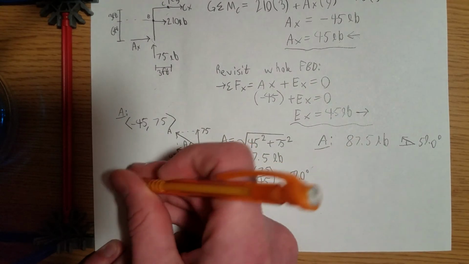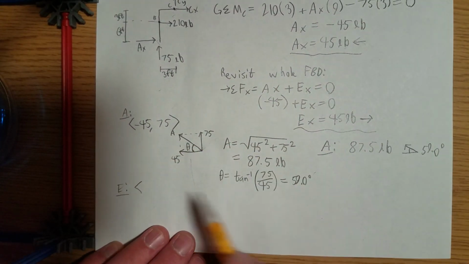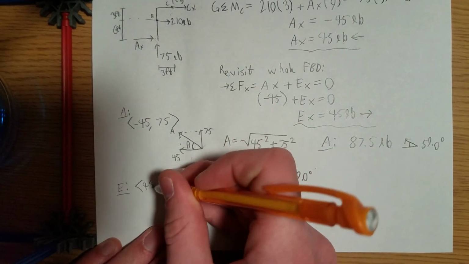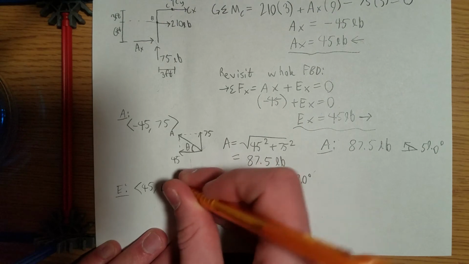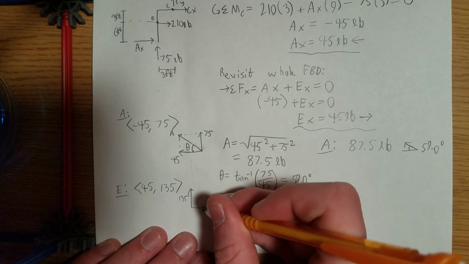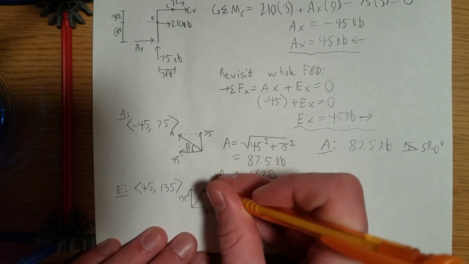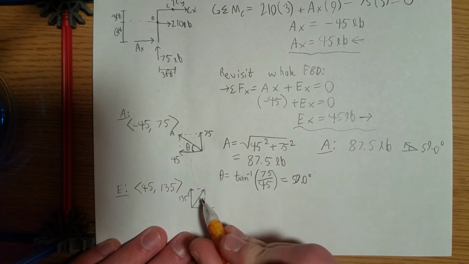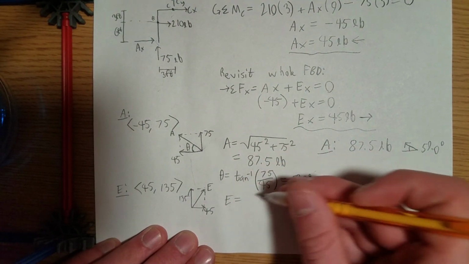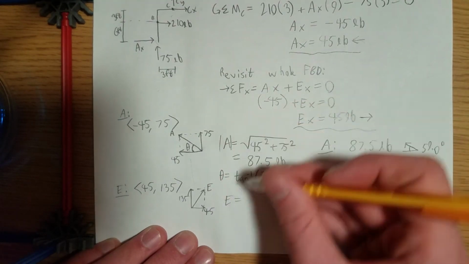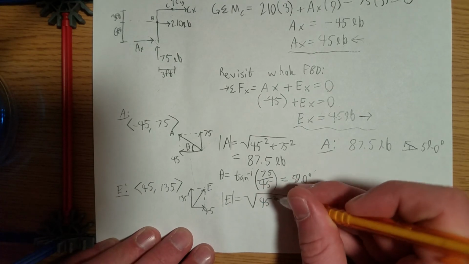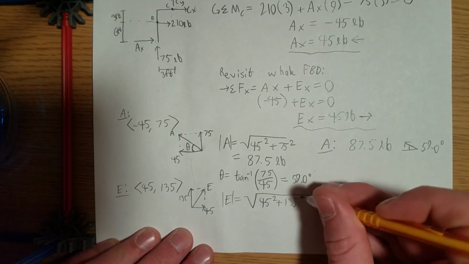E is going to be kind of similar. I'm going to rush through E because hopefully you've understood it from A. It's going to be kind of the same thing. E this time is going to be positive 45 and then 135 going up. So we've got 135, 45. This is going to be E going that way. So E is going to be equal to, and these are the magnitudes, so you can always just draw like that if it helps you clarify, 45 squared plus 135 squared.